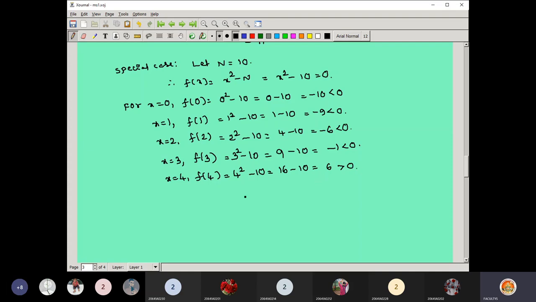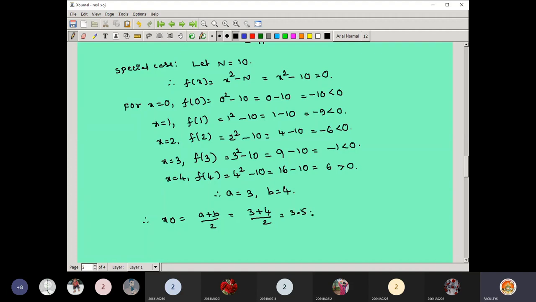Wherever you get opposite signs, immediately you can stop the process. A is for the negative value, 3, and B for the positive value, 4. Therefore I get the starting solution x naught equal to (a plus b) divided by 2, which is (3 plus 4) divided by 2, that is 7 by 2, which is 3.5.